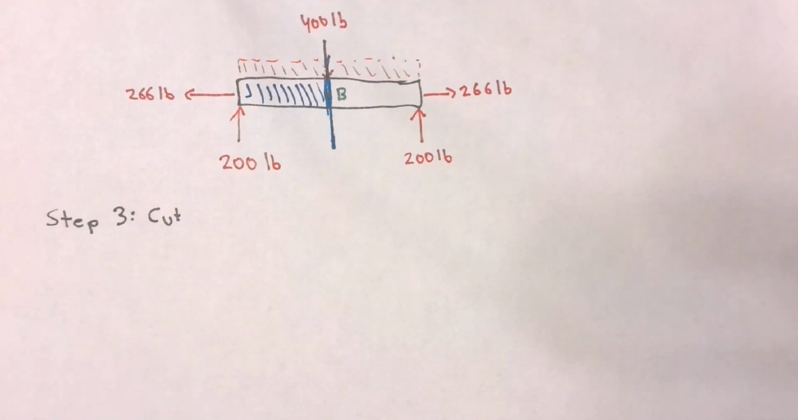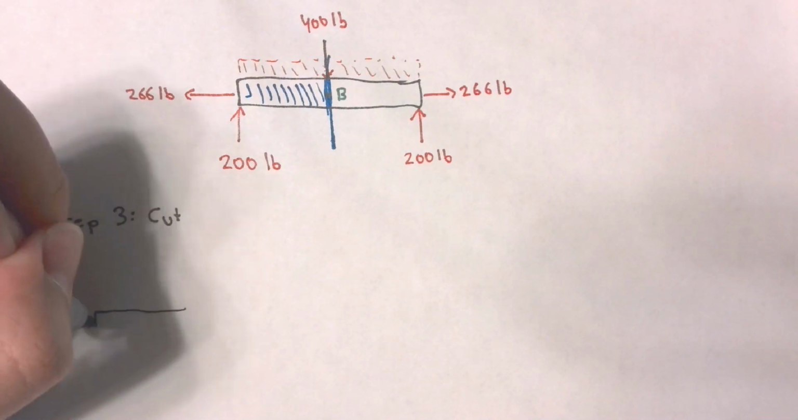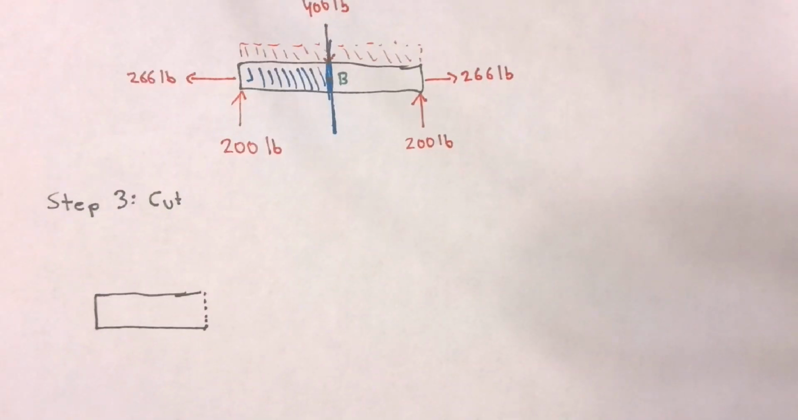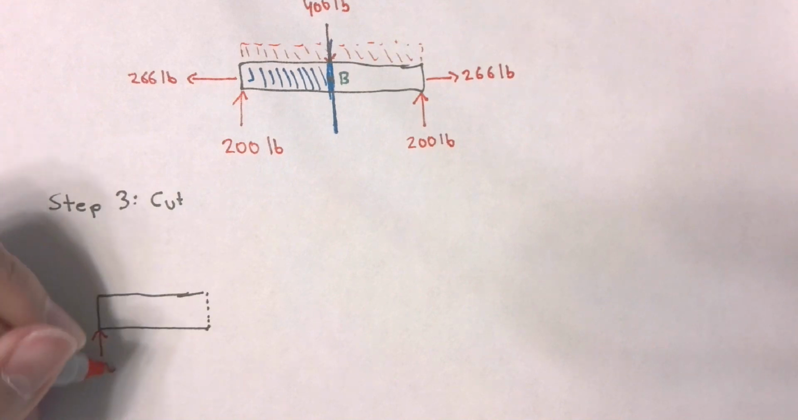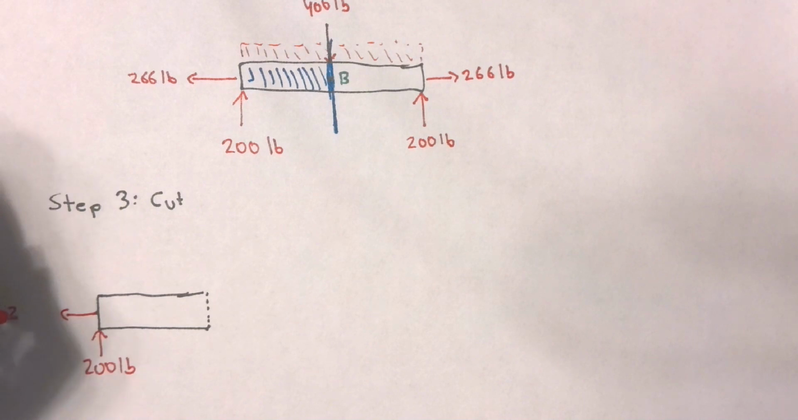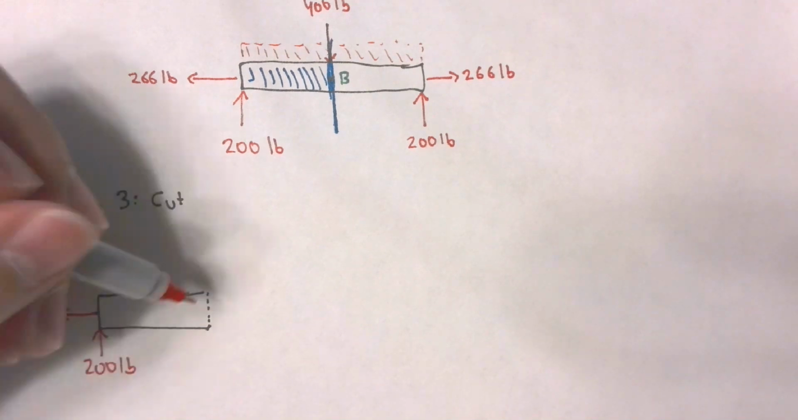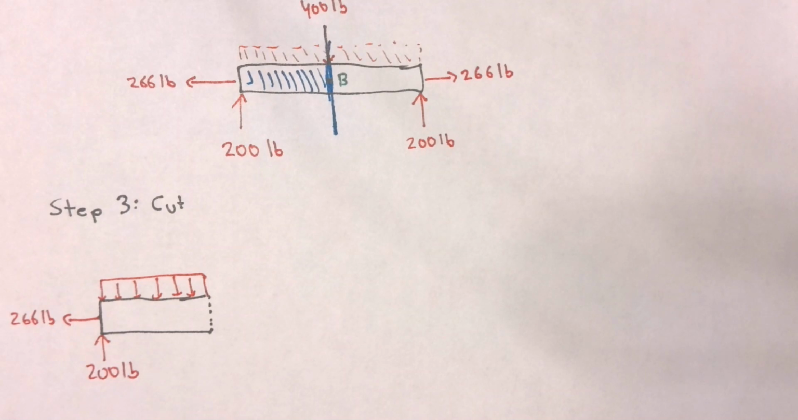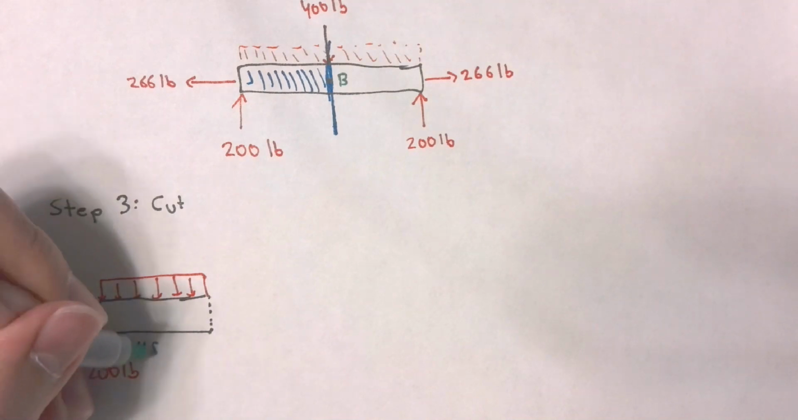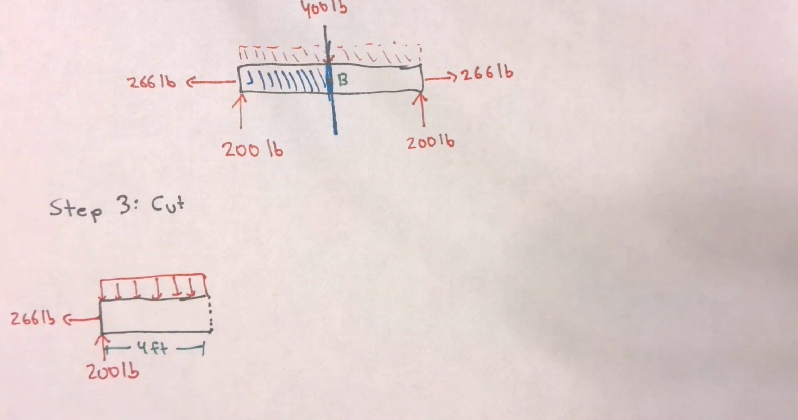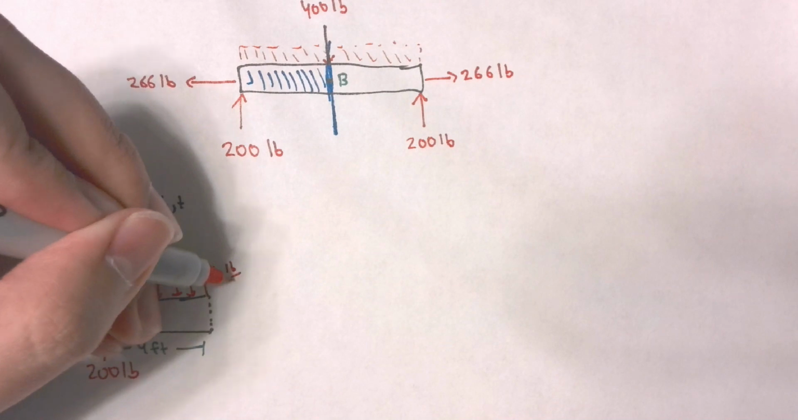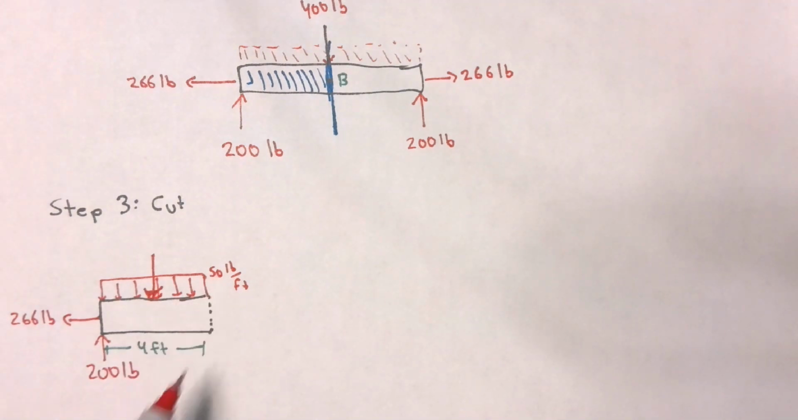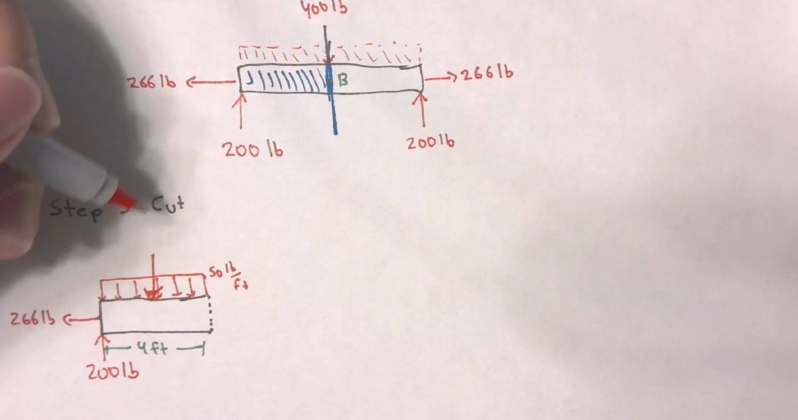If I were to draw this section, I have about 4 feet of a beam with a 200-pound reaction force in the y direction, a 266-pound reaction force in the x direction, and then I have this distributed load. Now this cut is only 4 feet long. So this distributed load, which has a magnitude of 50 pounds per foot, can now be reduced into a point force, which is equal to 50 times only 4 feet. So how much would that be? 200? Yep.